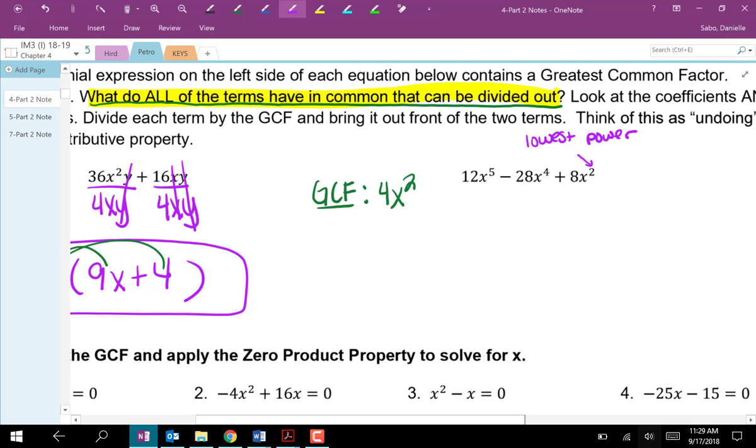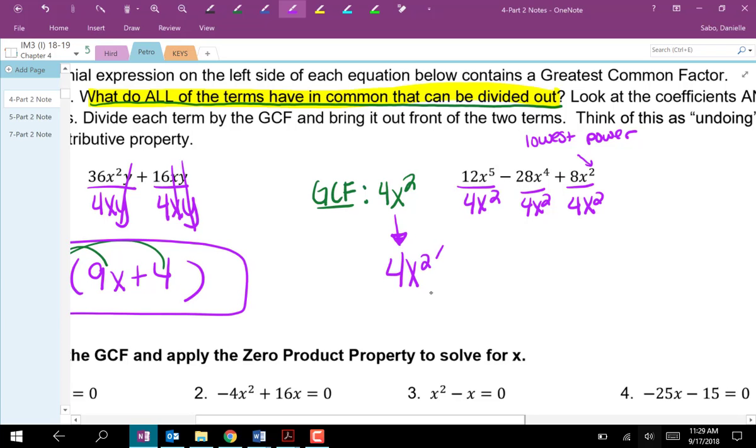Because if I say x cubed, if I can pull out x cubed, that's not true. He only has 2 to give me. So I can't pull out 3. That's why it's got to be 2. So now let's go ahead and write that. Divide each one by 4x squared. Here we go. And again, once you get better at this, maybe you won't have to write all these steps out, but for now, we are.